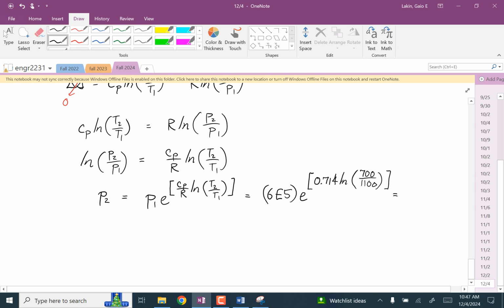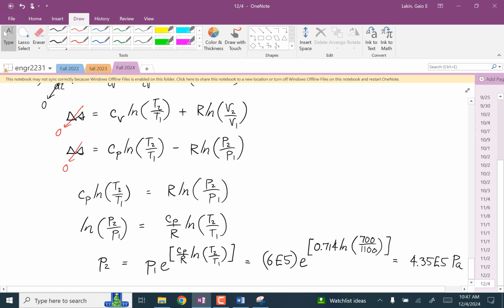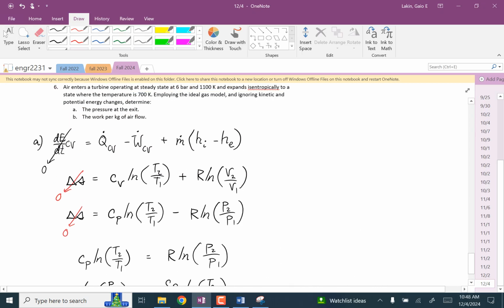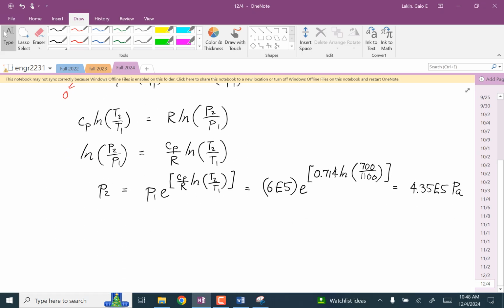So 6 times 10 to the 5th times E to the power of 0.714 times natural log of 700 over 1100. And we get 4.35 bar, or times 10 to the 5th. So what was the pressure to start? 6 bar, so the pressure went down a little bit.